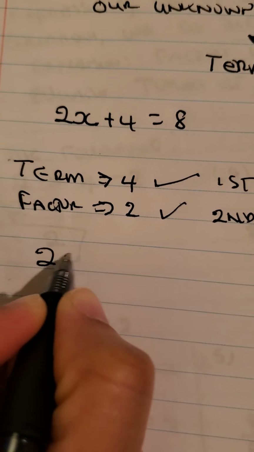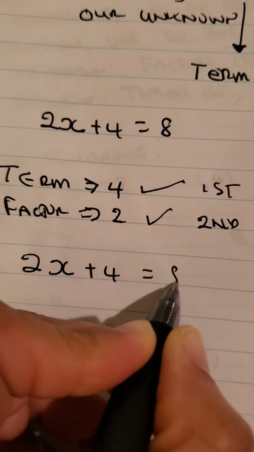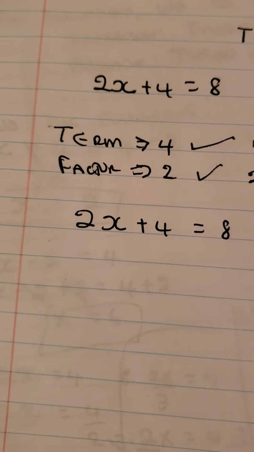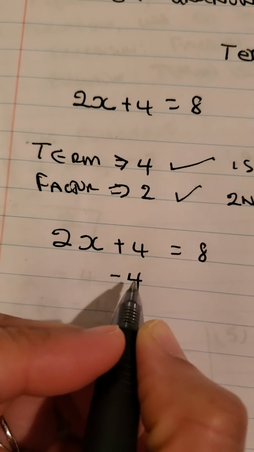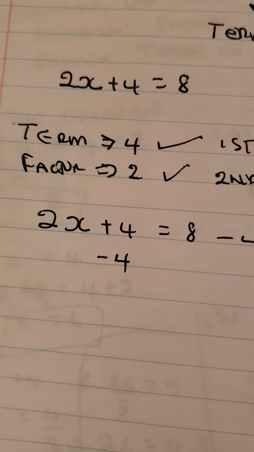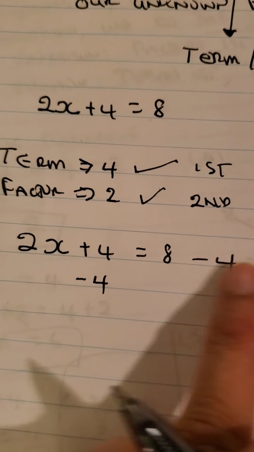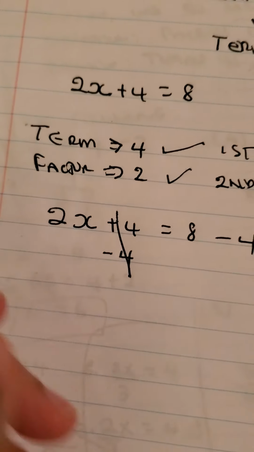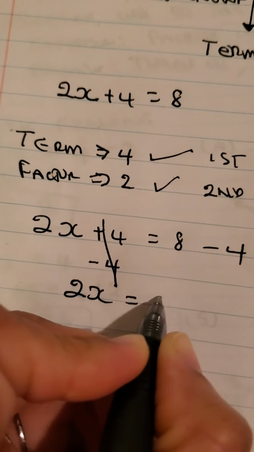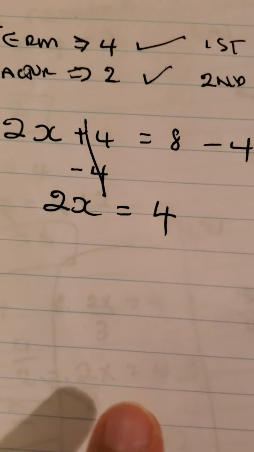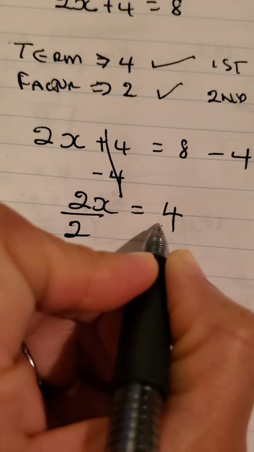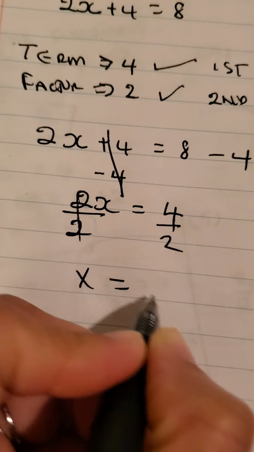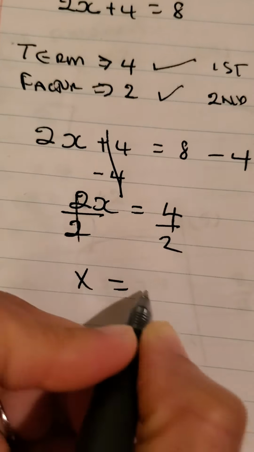So again, we're going to use that opposite operation, and that's a positive 4. So the opposite would be a negative. And remember, what you do on one side, you must do to the other side. It doesn't matter if you set it up horizontally or vertically. So now I'm left with 2x equals 4. And my x is still not isolated. That 2 is being multiplied. The opposite of multiplication is division. So x is 2.